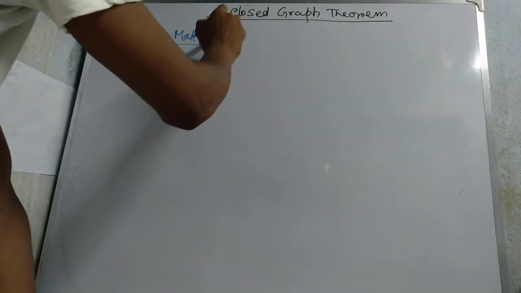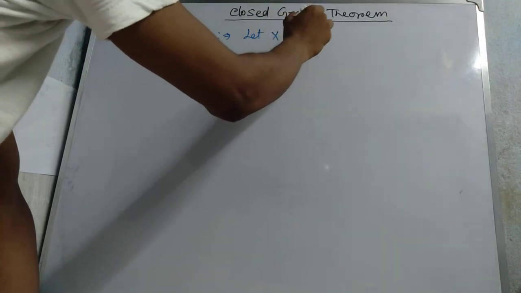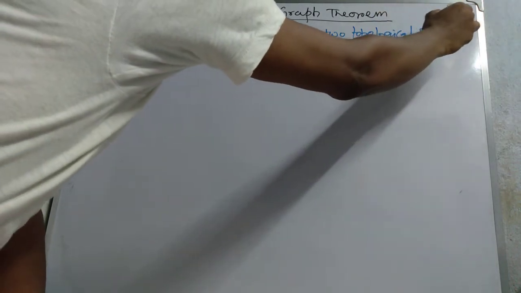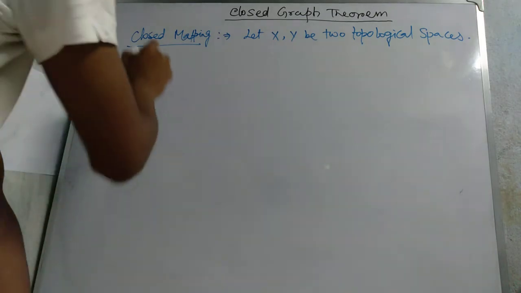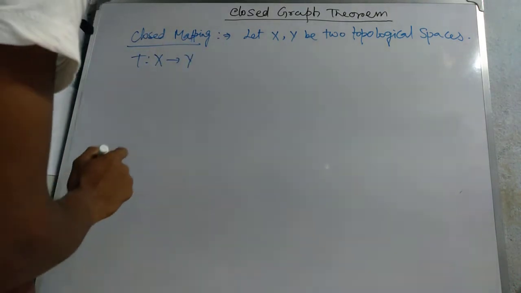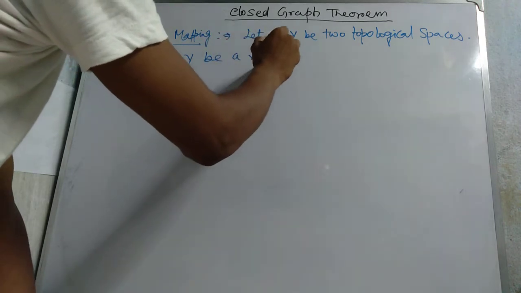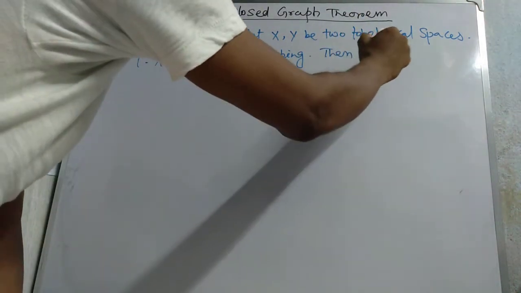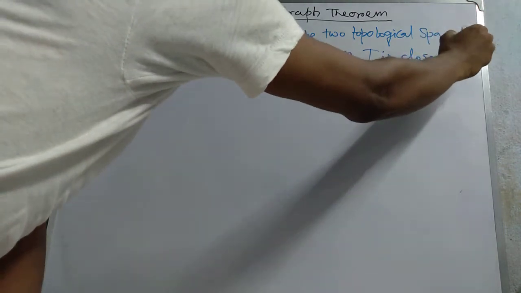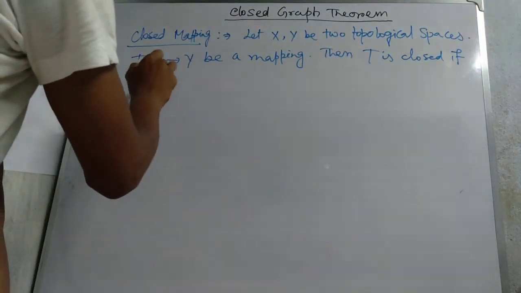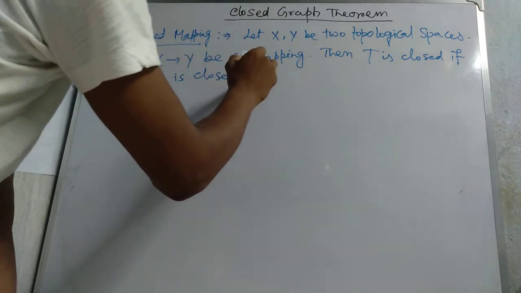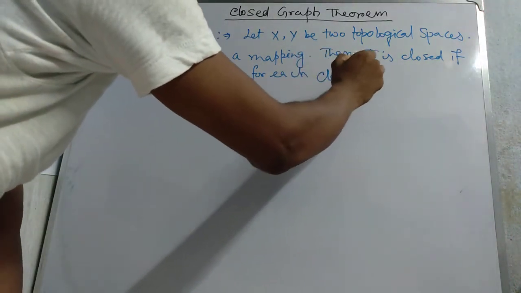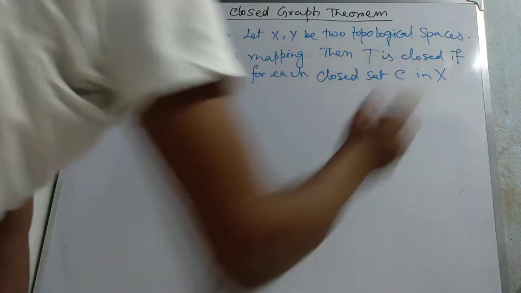let X, Y be two topological spaces, and let T: X to Y be a mapping. Then T is closed if T(C) is closed for each closed set C in X.